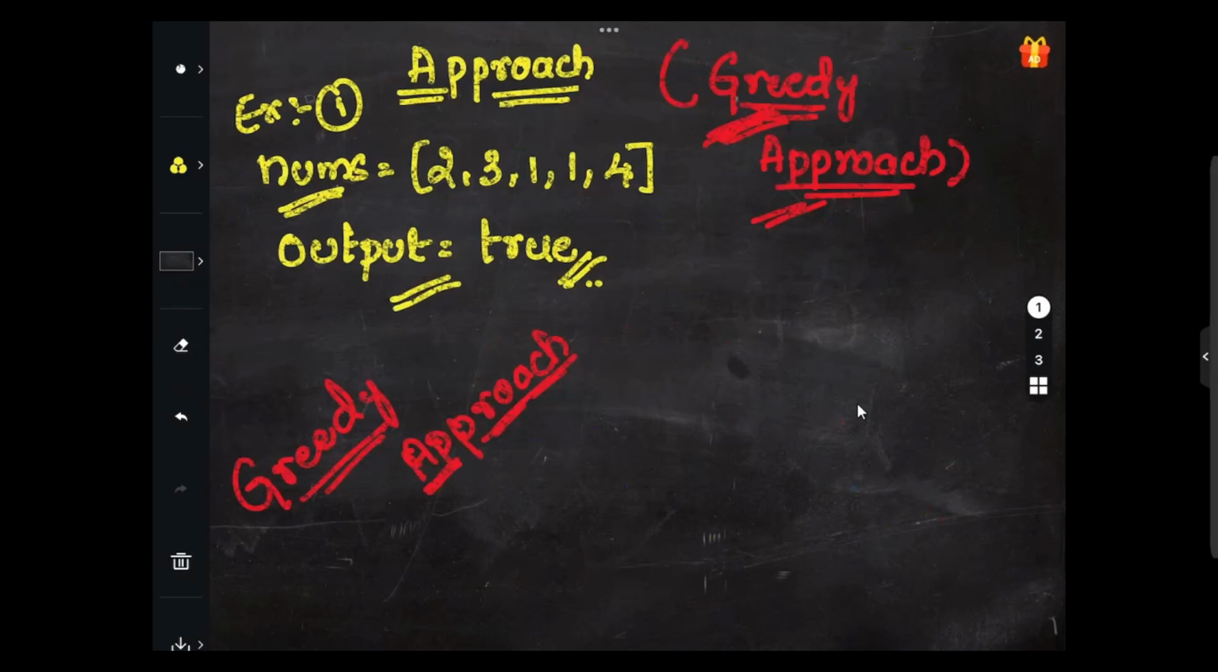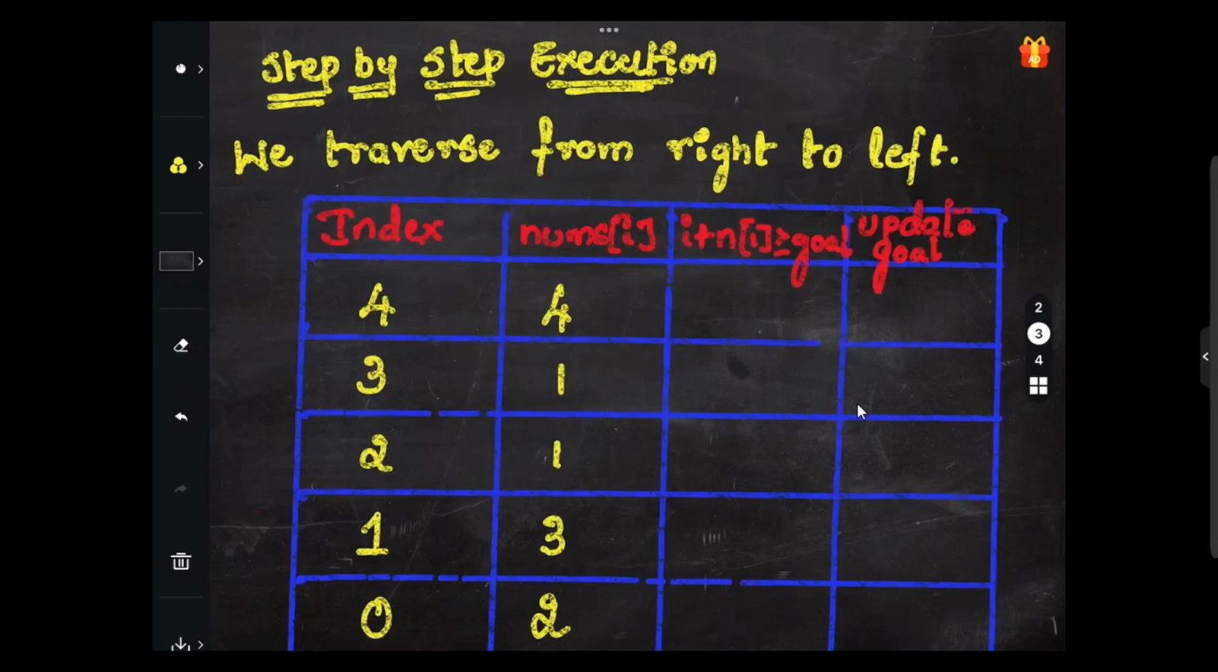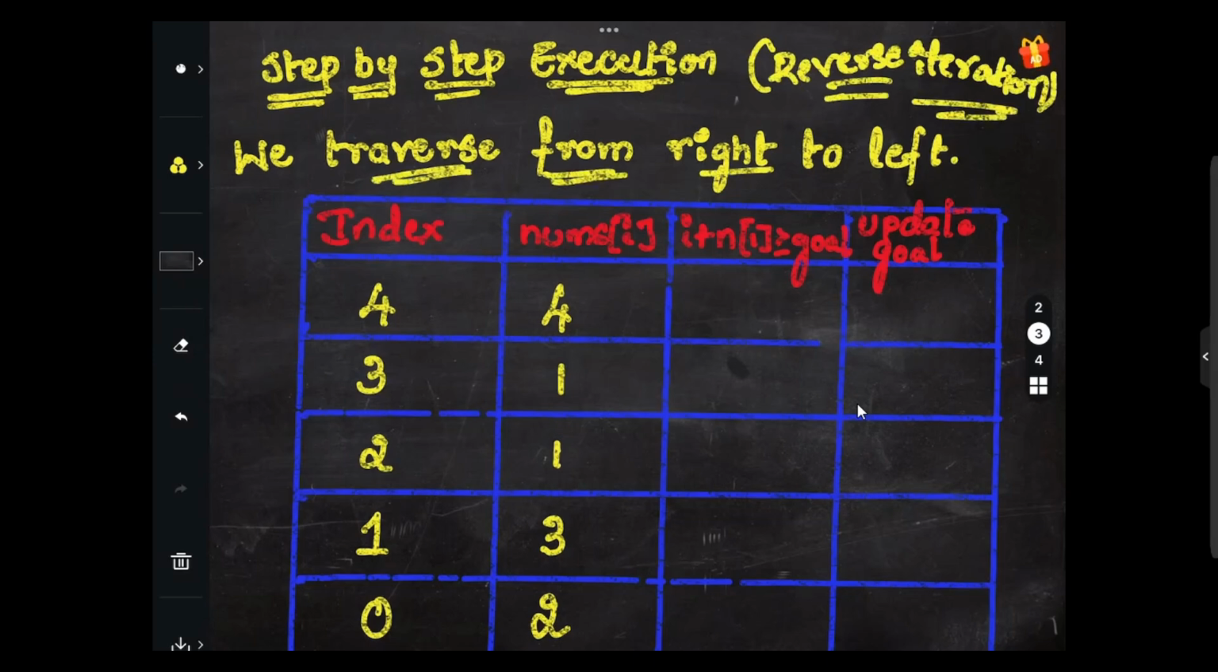2 3 1 1 4. The output we need here is true. We saw this one already and have discussed it. So let's discuss the step-by-step execution. We are traversing from right to left, nothing but reverse iteration. We are traversing the numbers present in the nums array from right to left.